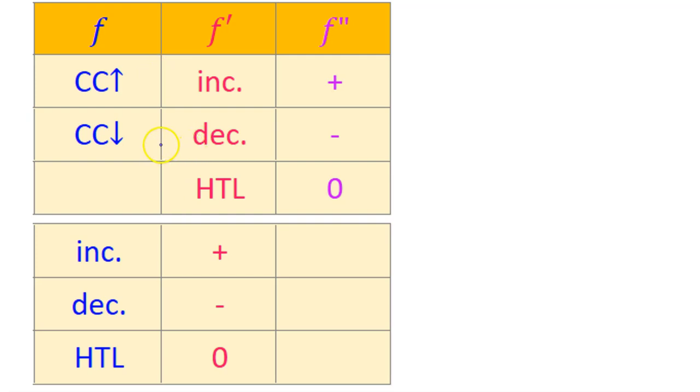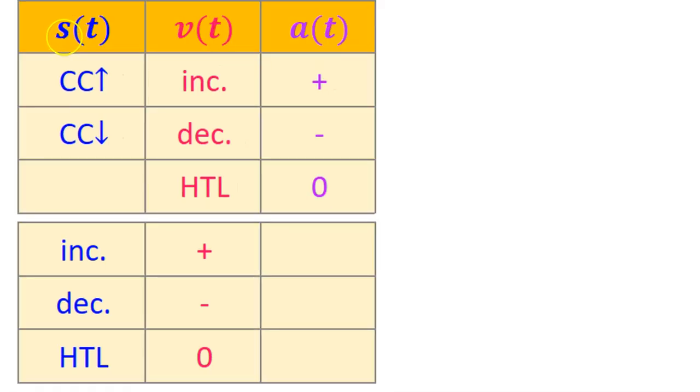Long ago, we memorized the relationships between f, f prime, and f double prime. The same relationships exist between position, velocity, and acceleration, because velocity is the derivative of the position function, and acceleration is the derivative of the velocity function. Acceleration is the second derivative of the position function. So basically, s is like the original function f, v is like f prime, and a is like f double prime.